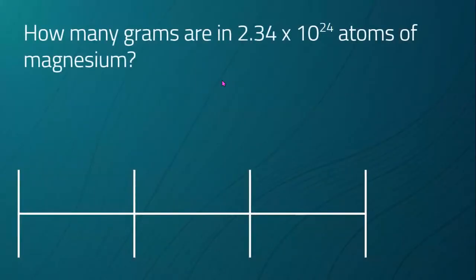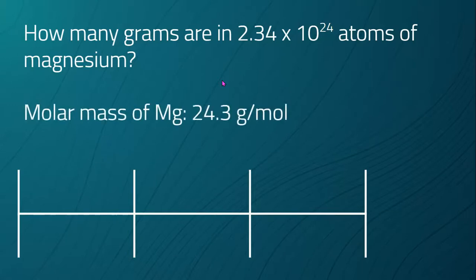The first problem says how many grams are in 2.34 times 10 to the 24th atoms of magnesium? So first I'm going to calculate the molar mass, right? I know Avogadro's number, it never changes, but I do need to calculate the molar mass of magnesium. So I know magnesium is Mg, and if I look on the periodic table, I find that the molar mass is 24.3 grams per mole.